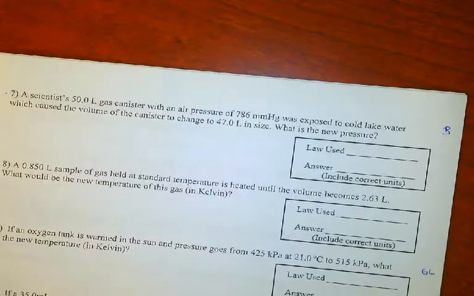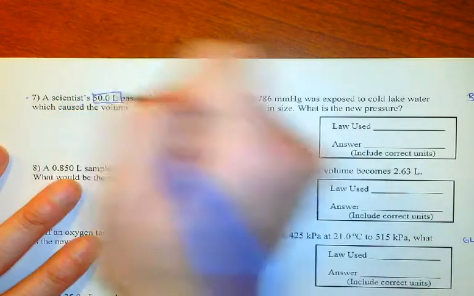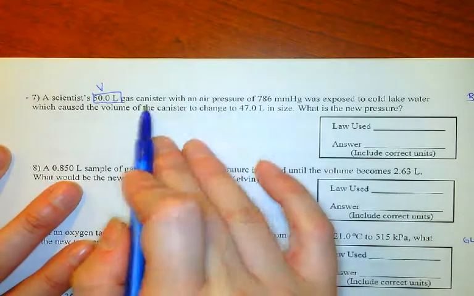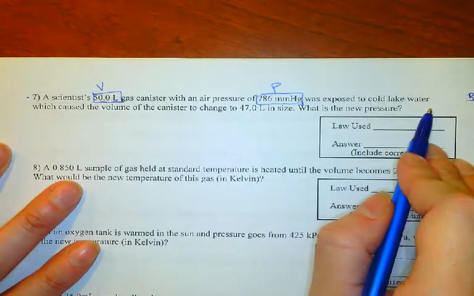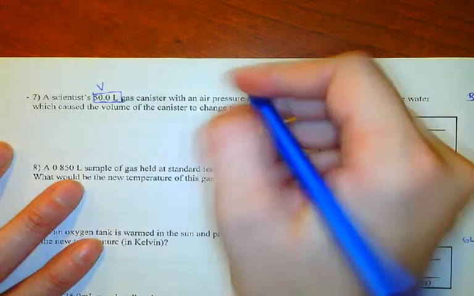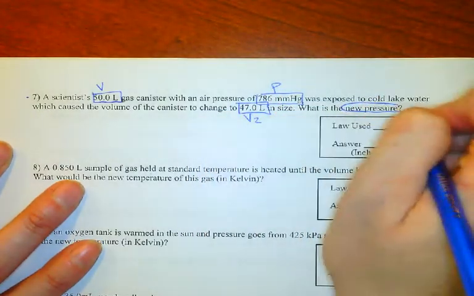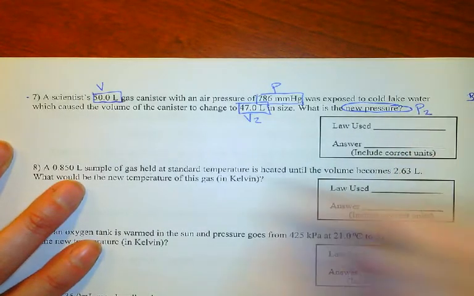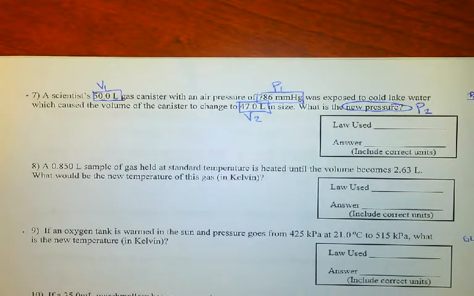Okay, so that's 2 of the types of problems. Let's go ahead and flip over to page 12. It's more mixed practice, just like it was on this, so the same rules apply. Okay, and we're going to look at number 7. A scientist's 50 liters, there's a given, and liters is a volume. Gas canister with air pressure of, okay, they're giving me a pressure, is exposed to cold lake water, which causes the volume to change, okay, which means this is a second volume, and they're asking me for new pressure. So they're asking me for a second pressure, which makes this one the first volume and pressure. Okay, so I've got 2 pressures and 2 volumes.